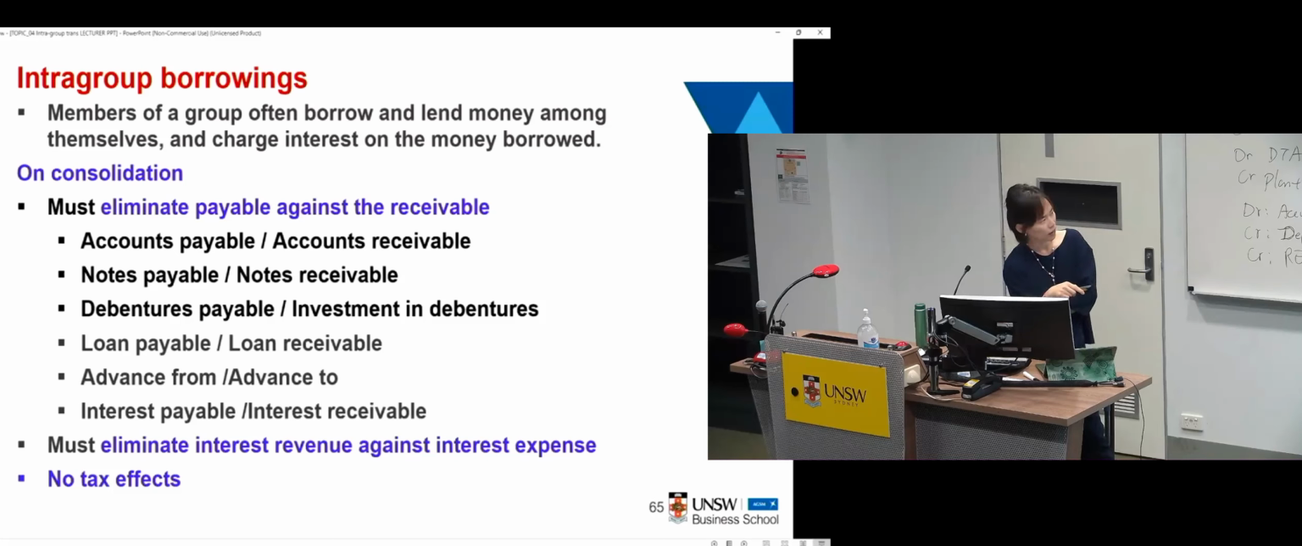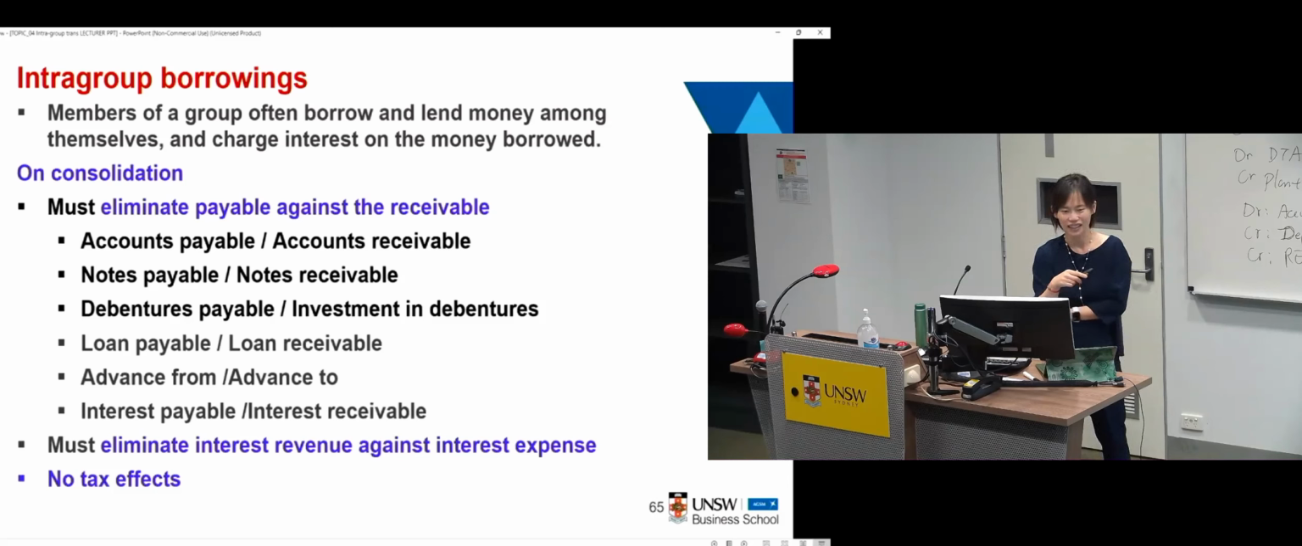Now we also have advance from and advance to. Which one is the asset, which one is the liability? Advance from is a liability, right? Advance to is an asset. Advance to means you are lending money to someone, right?